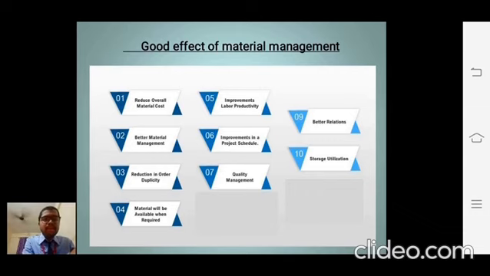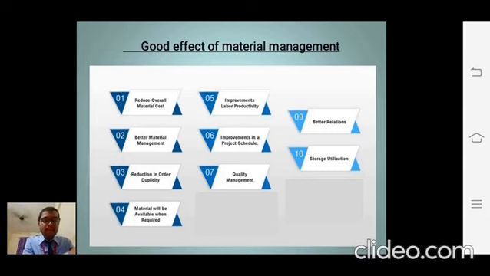Second one is better material management planning. Yes, a good effect of material management is that it makes the planning better. Third one is a reduction in order duplicity. Good material management gives more chance of delivering the perfect number of products to the perfect customer in perfect time. So this is the good effect of material management, which is so important.